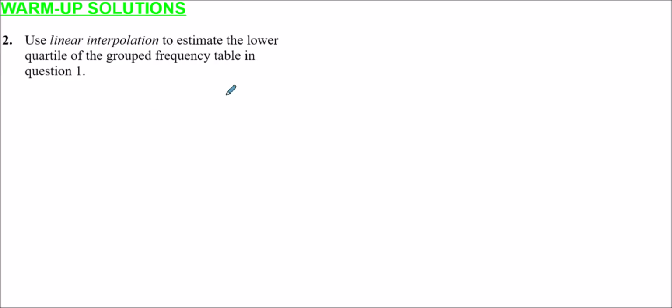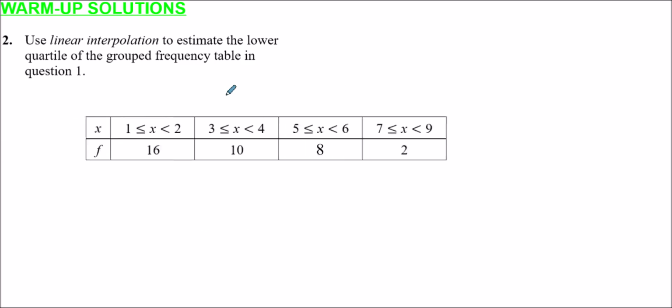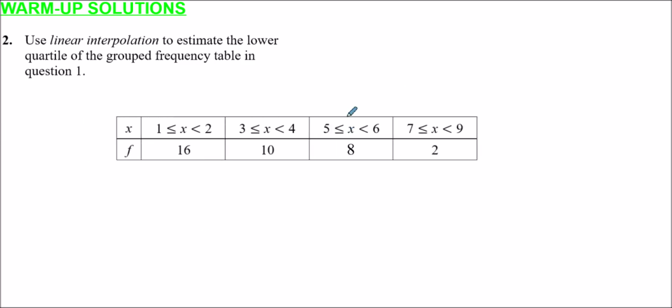Question 2, use linear interpolation to estimate the lower quartile of the grouped frequency table in question 1. So just to remind you of what we had for question 1, this is what we had with the value of 8 filled in. Now what we need to do here is to work out the limits on these class intervals. So you need to know that these have been rounded to the nearest minute. And so what we need to do here is to work out the actual boundaries. So at the top, what we'd have is this.